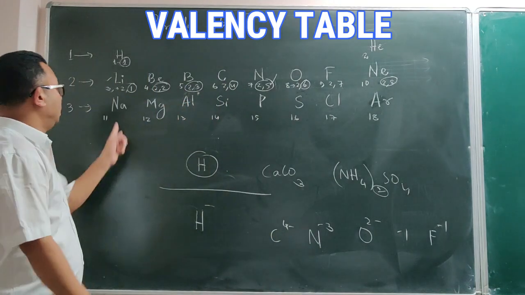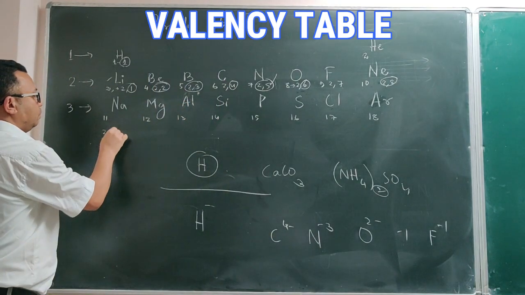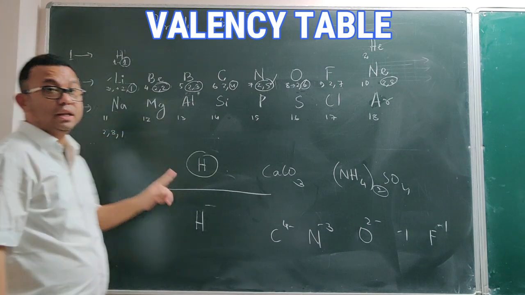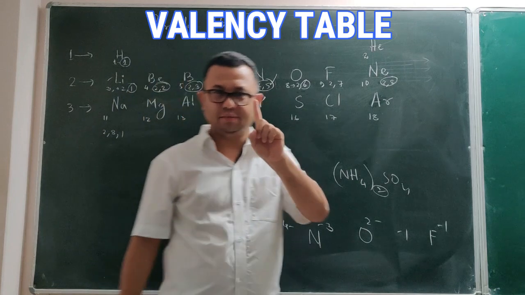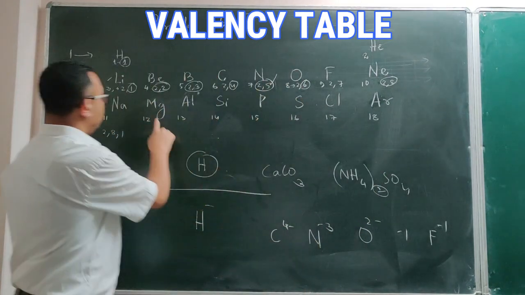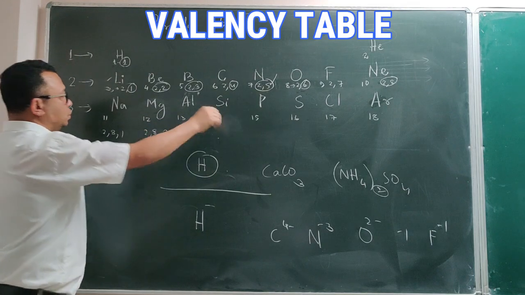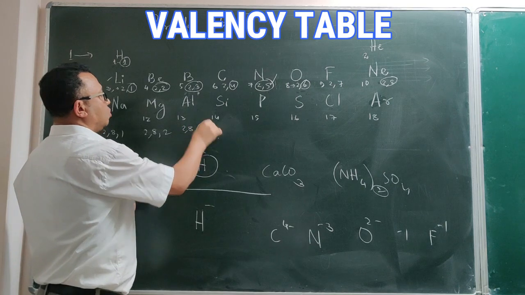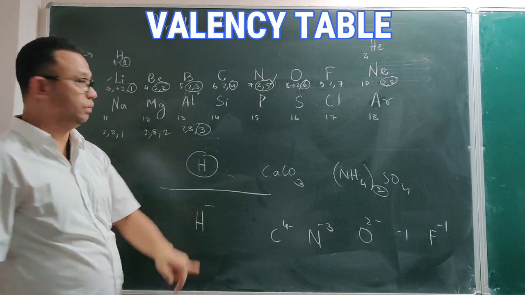Next, sodium is 2, 8, 1, 11. Outermost shell 1, that is why your sodium you are going to find as valency 1. You'll check the valency table, sodium valency 1. Magnesium 2, 8, 2. So outermost shell is 2, valency is 2. Aluminum is 2, 8, 3. So outermost shell is 3, so valency is 3.